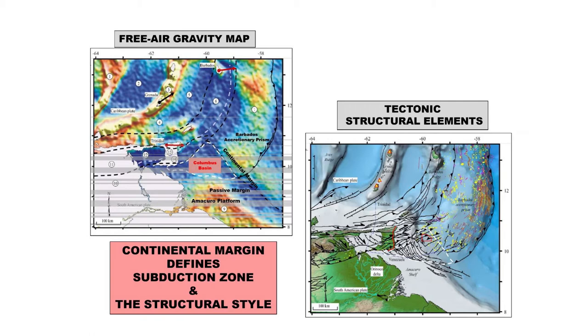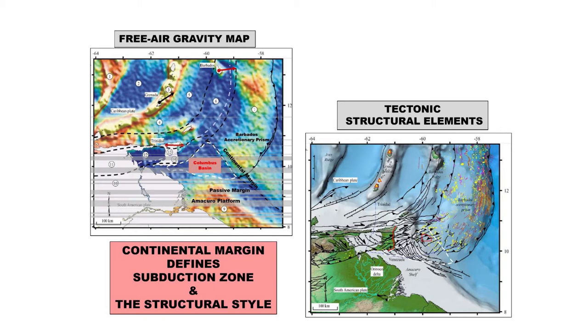Some of the main elements that define the basin: you've got the interaction of the Caribbean plate up here with the South American plate, and the sense of motion there is that of oblique convergence and right lateral wrenching, and that becomes quite important in setting up a lot of structures in this area.